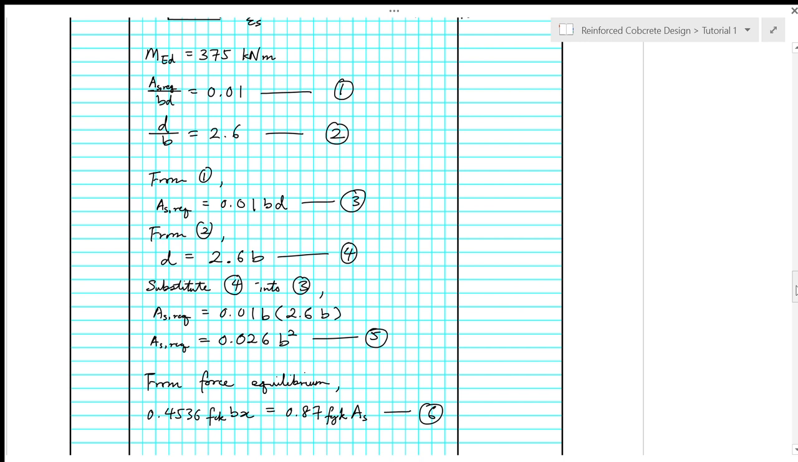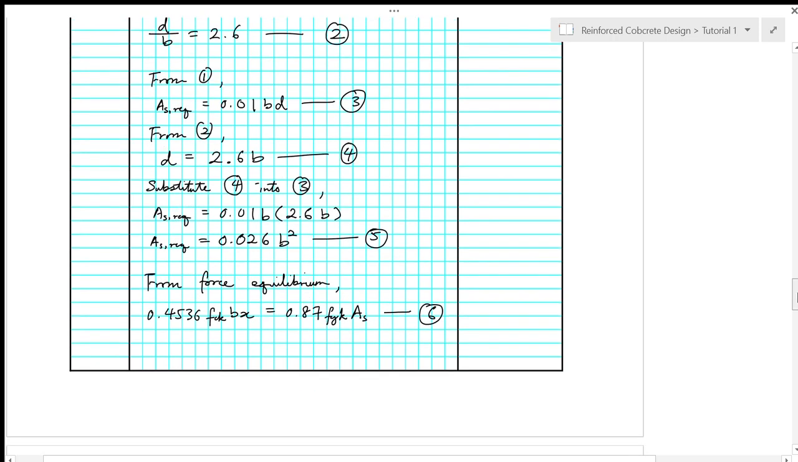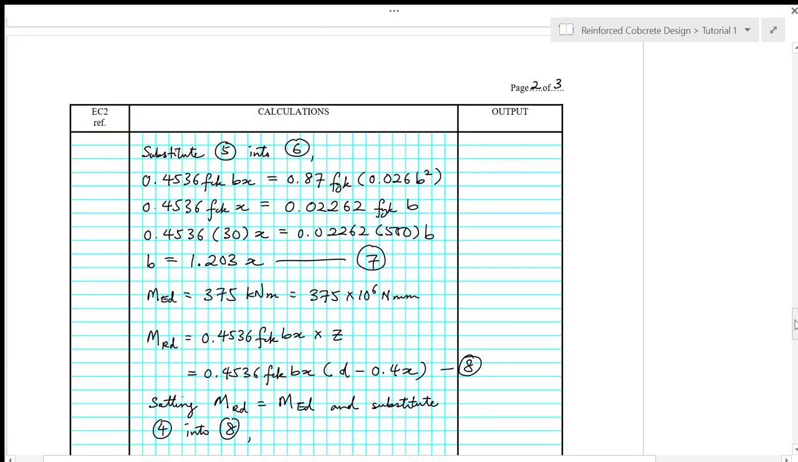And then from force equilibrium, we have compression in concrete equal to tension in steel. That is equation 6. Now we substitute equation 5 into equation 6, then we get b equals 1.203x. So that is equation number 7.